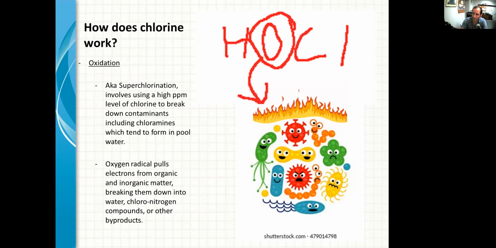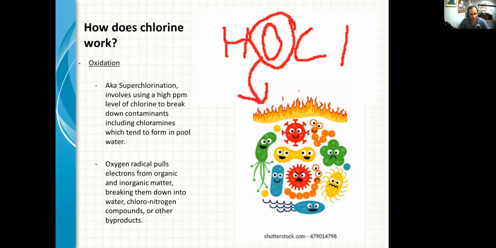The chlorine in the chloramines also has some disinfection properties. It also kills bacteria, but it's not nearly as strong as hypochlorous acid. Free chlorine, also called hypochlorous acid, is measured as free chlorine. So we want free chlorine. We don't want chloramines in the water.